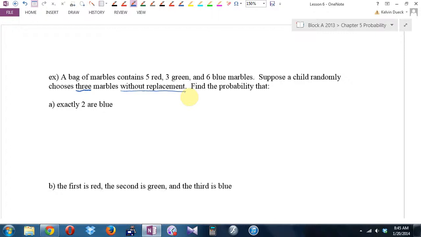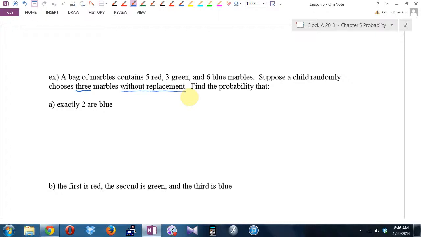If they had said all 3 were blue, I could probably do that with a tree by just drawing that single branch. It would be blue on the first, blue on the second, blue on the third. I would have 1 less blue each time I move down and 1 less marble each time I move down, and it'd be multiplied down the tree. But the fact that they're saying 2 blue, 1 not, that means, Brooke, you could have the first one not blue and the next 2 blue, or the first one blue, the second one not, the third one blue, or the first one blue, the second one blue, the third one not. It's too much to keep track of. Bucket.